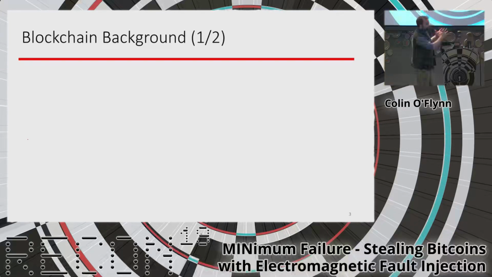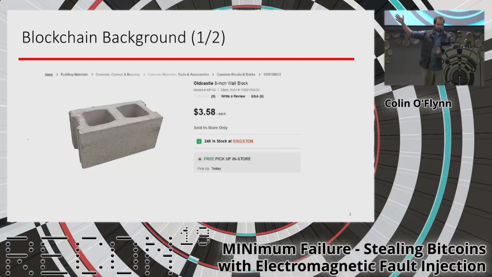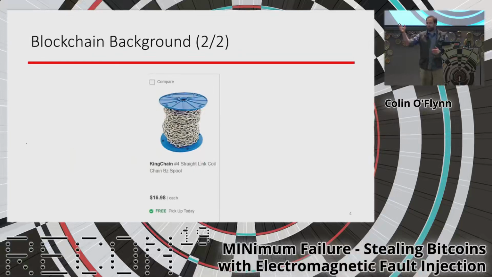But basically, for blockchain, you have to remember there are two aspects to it. The first aspect is the block. This is your standard concrete masonry unit, CMU block. And then you also, of course, have the chain. This would be a number 4 chain. You can vary the chain thickness depending on the security you need to achieve.